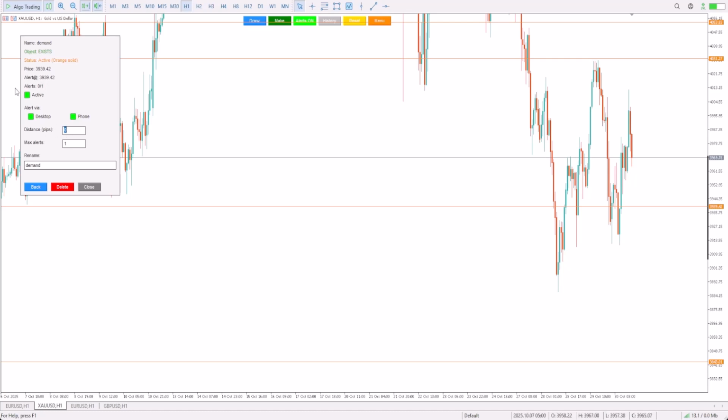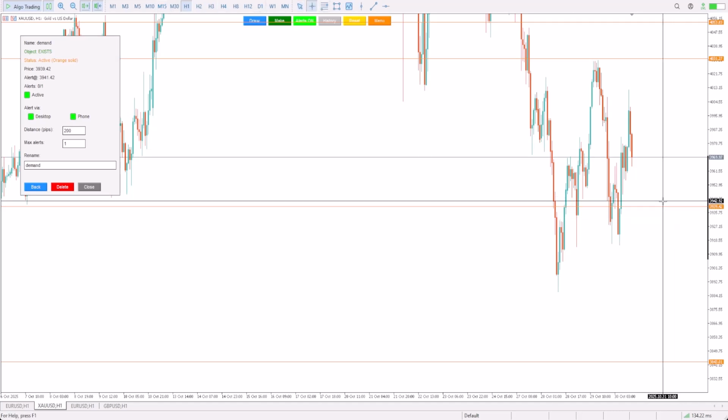Now, distance pips. Let's change that to see what will happen. Right now, let's say I put 200. See, the price is 3939. Now it put 200 points. Essentially, it will hit on 41.